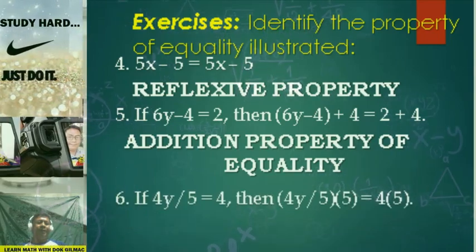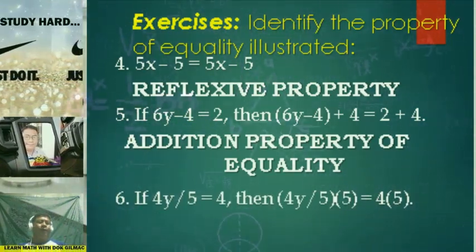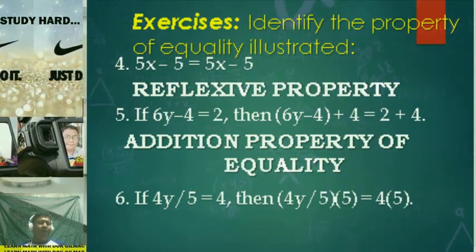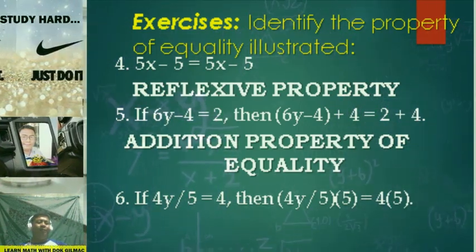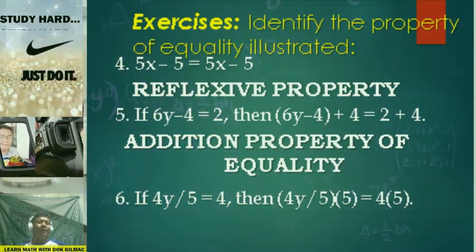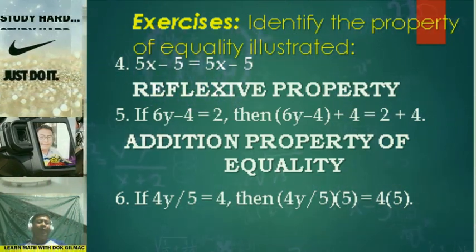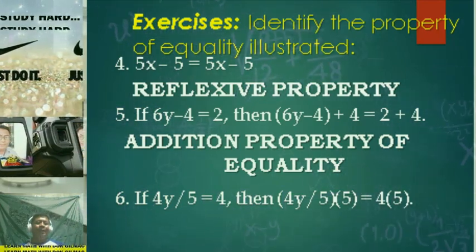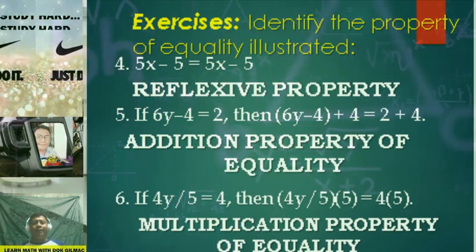Number 6. If 4y over 5 is equal to 4, then 4y over 5 quantity times 5 is equal to 4 times 5. As you can see, 5 is multiplied to both sides of the equation. So this is simply MPE, or multiplication property of equality.